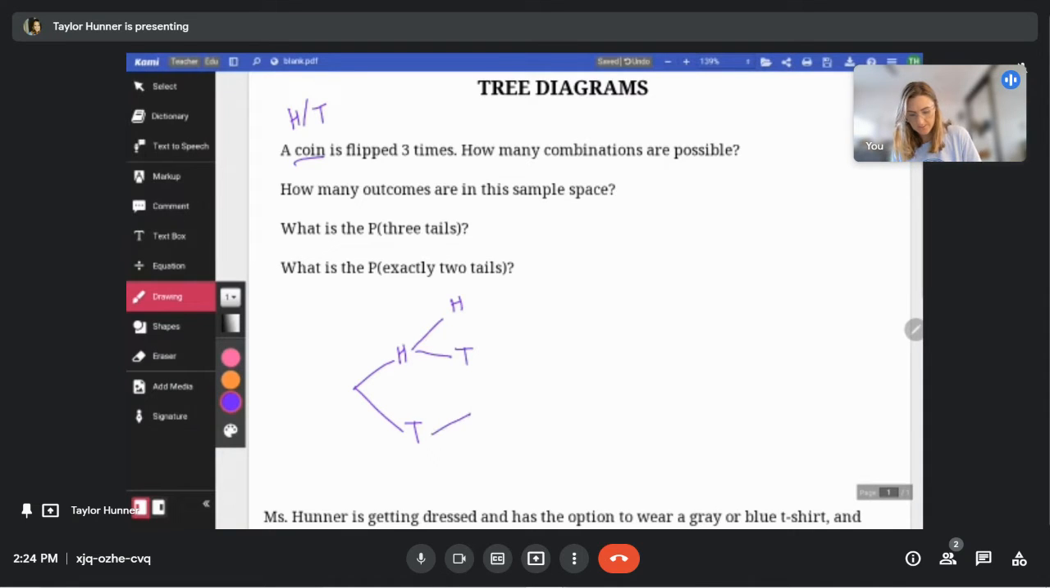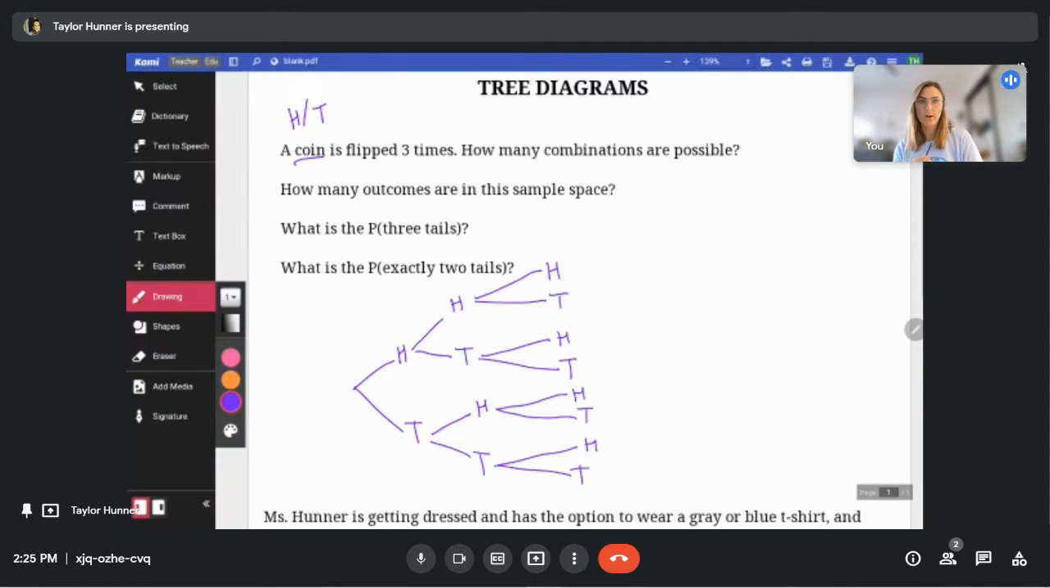If I got tails the first time, I could get heads or tails the second time. Then if I flip it a third time, if I got heads, then I could still get heads again, or I could get tails. If I got heads, then tails, I could still get heads again, or I could get tails. And then the same thing down here. I could still get heads or tails each time, no matter what my outcome was prior.